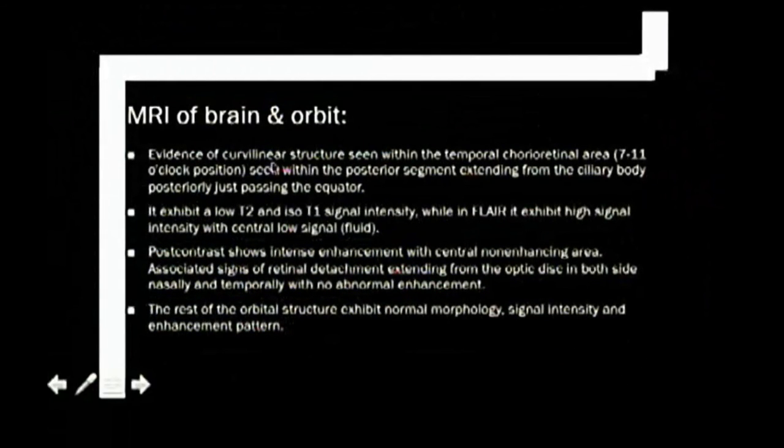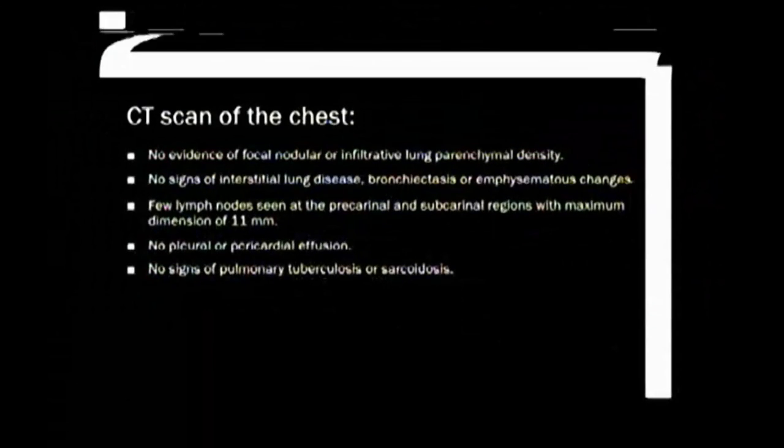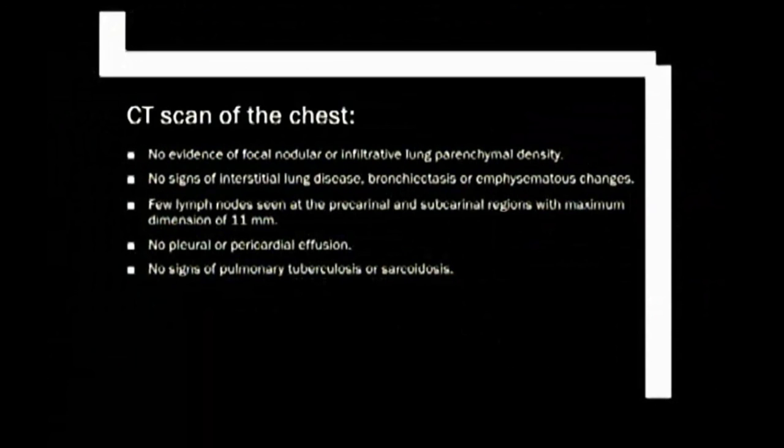MRI of the brain and orbit showed evidence of a curved linear structure seen within the temporal choroidal area from 7 to 11 o'clock, seen within the posterior segment extending from the ciliary body posteriorly, just passing the equator. Otherwise unremarkable. CT scan of the chest was unremarkable for pulmonary tuberculosis or sarcoidosis.